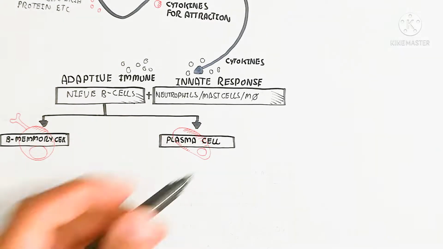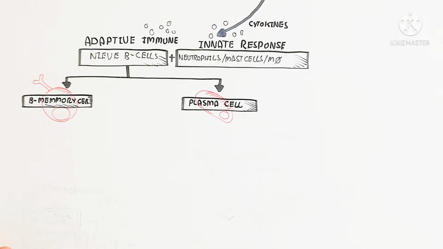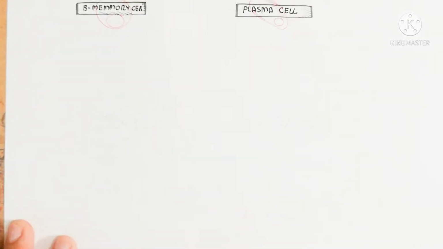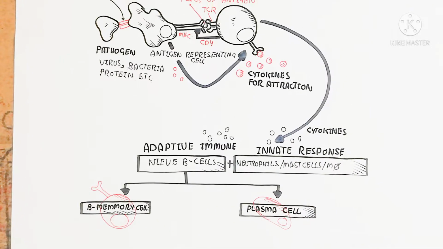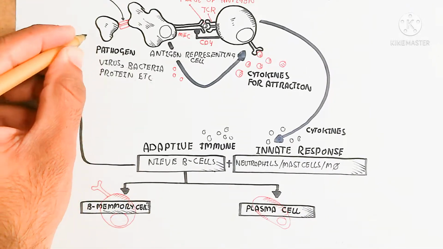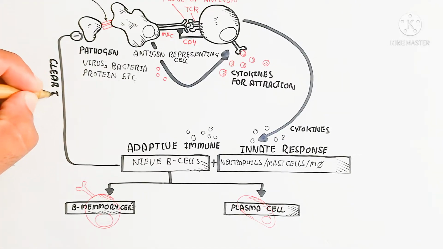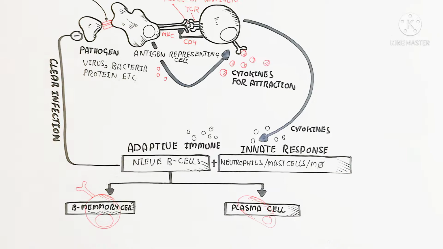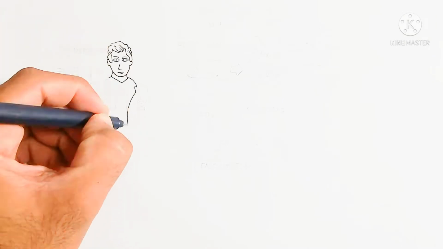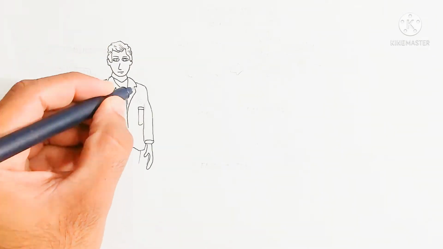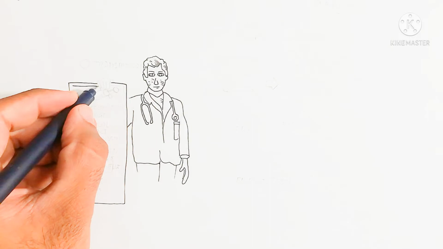These antibodies are immunoglobulins, and the immunoglobulin will clump the pathogen, which is then engulfed by the innate response, that is, the neutrophil and macrophage. So it will clear the infection. In this way you can see the B memory cell and the plasma cell we produce. But let's begin to understand the HIV.